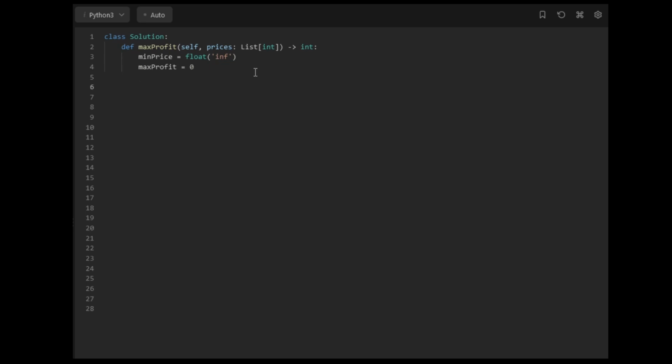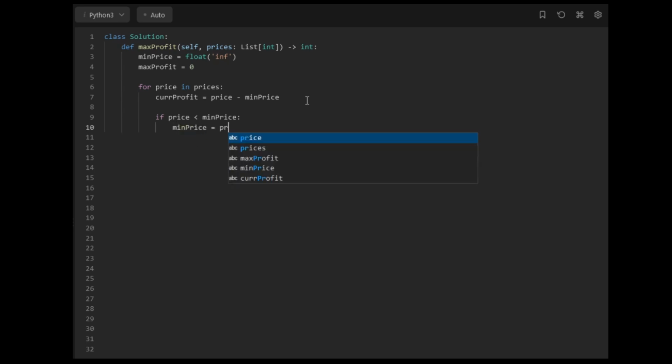And then from here, we just want to go through every single entry in prices. And we want to calculate our current profit, which is equal to our price minus our min price, which is basically our sell minus our buy price. And then from here, we just want to check if our current price is less than the min value. And if it is, then we want to update it. So min price will now equal price.